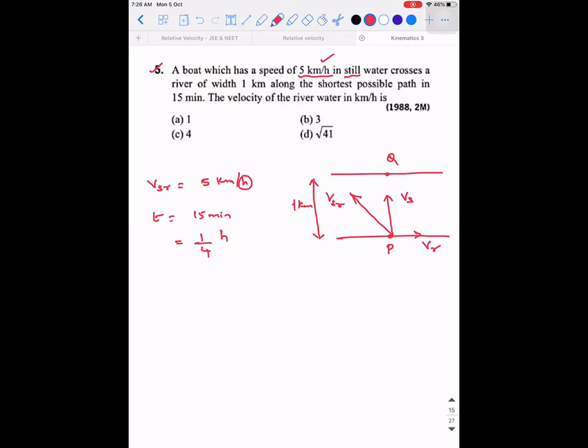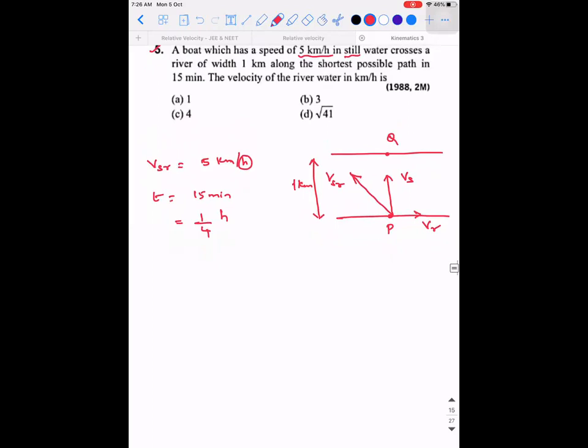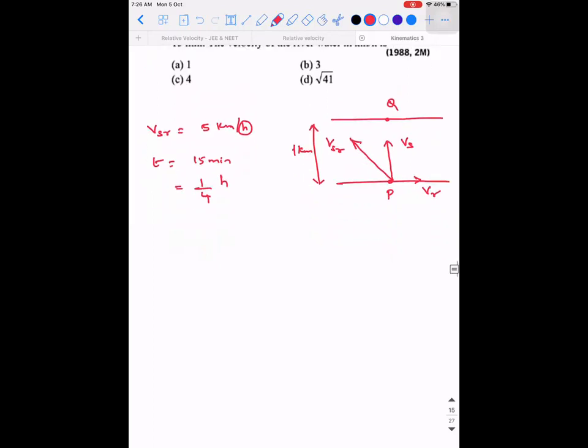The velocity of the river. They want the absolute velocity of the river. Observe. So how to solve this? So can I write time is equal to distance by speed? So what is the distance he is traveling? 1 kilometer. And with the speed of what? Vs. Accepted. So time is equal to distance by speed. Why did I write only Vs? Because Vs is along the width of the river. Right? So that is going to be the distance.